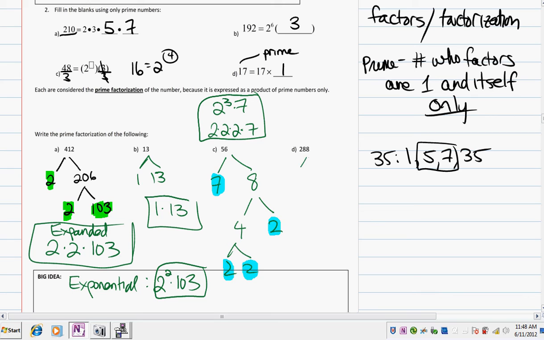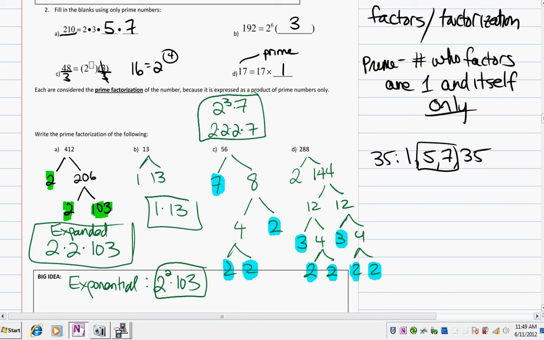The last one, 144. 144 I know is 12 times 12. You might see it as different things. These trees don't have to be exactly as I have them. You might see different things. The key is that you keep going until you have only prime numbers at the bottom. 3 times 4, 2 times 2, and this is the same. 3 times 4, 2 times 2, and so the fruit at the bottom, 1, 2, 3, 4, 5.